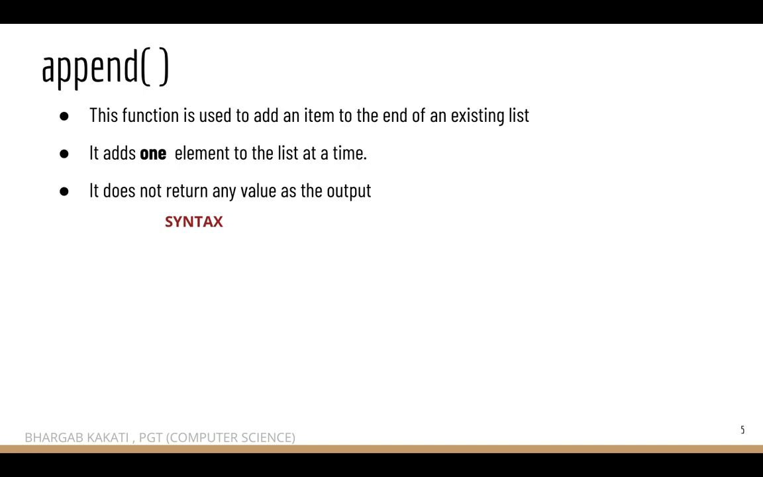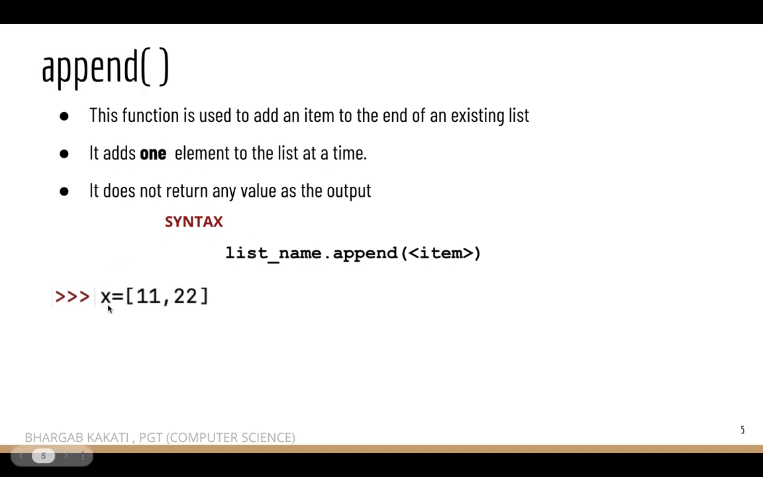Okay. So what is the syntax? The syntax goes as follows: list name dot append, and within braces we need to put the item that is to be added as an argument. Let's try to understand with the help of an example. So let's say we have a list X with the elements as 11 and 22. Let's say I want to add one new element called 33 after 22. Then how I'll do it?